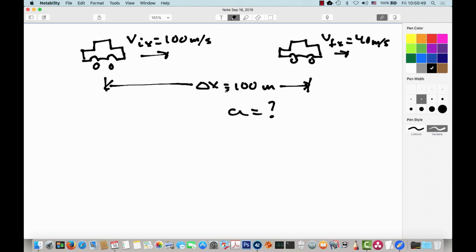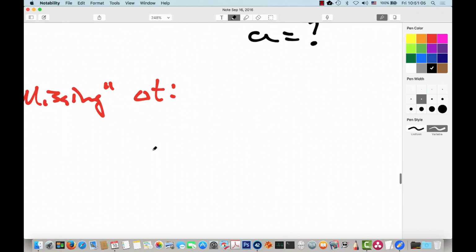All right. So I'm asked for the acceleration, I'm given the displacement, and I'm given the initial and final velocities. What I'm neither asked for nor given, so it's my missing variable, is the time elapsed.